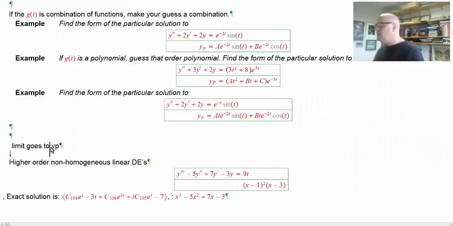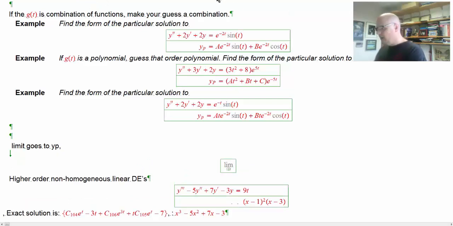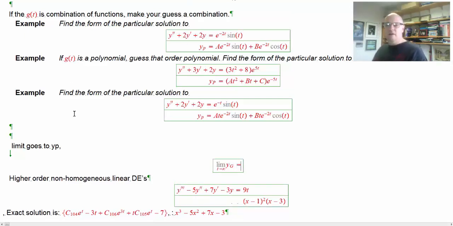Let's think about the limit as t goes to infinity of the particular solution. So to write this more mathy, what I'm thinking about in this case is the limit as t approaches infinity of the general solution. If both the eigenvalues have negative real part, then the homogeneous solution goes to 0, disappears, and the general solution is just the homogeneous solution plus the particular solution. If the homogeneous solution disappears, then the solution eventually approaches the particular solution.